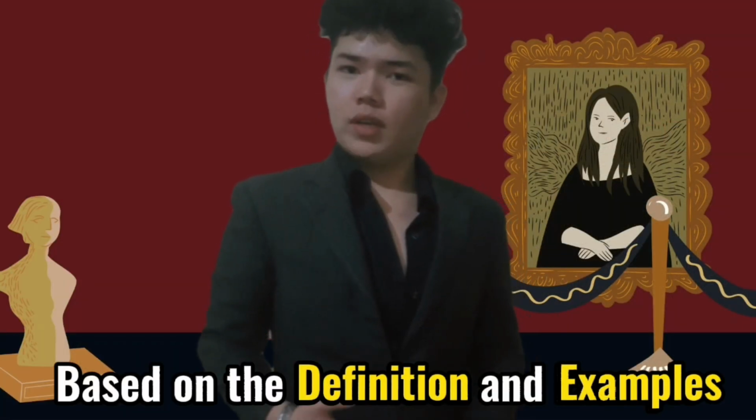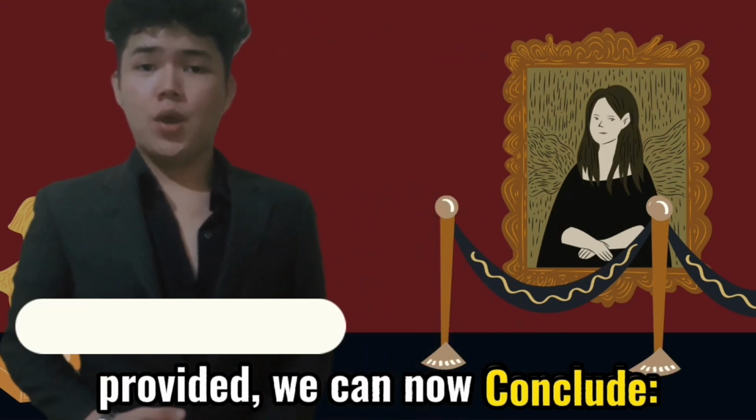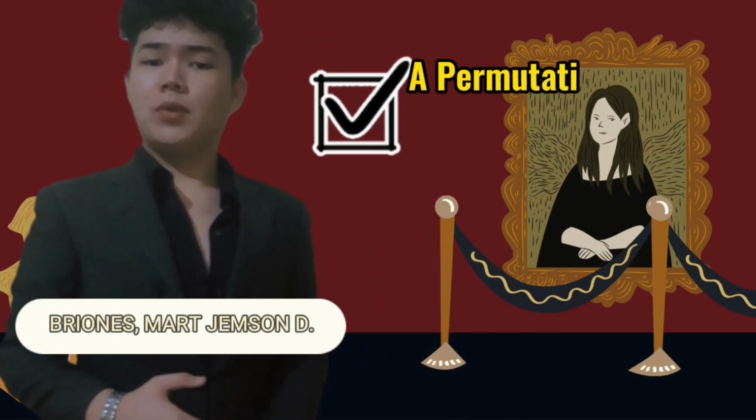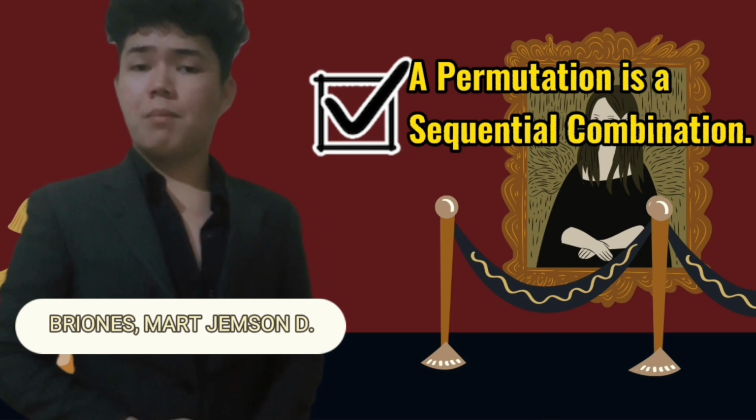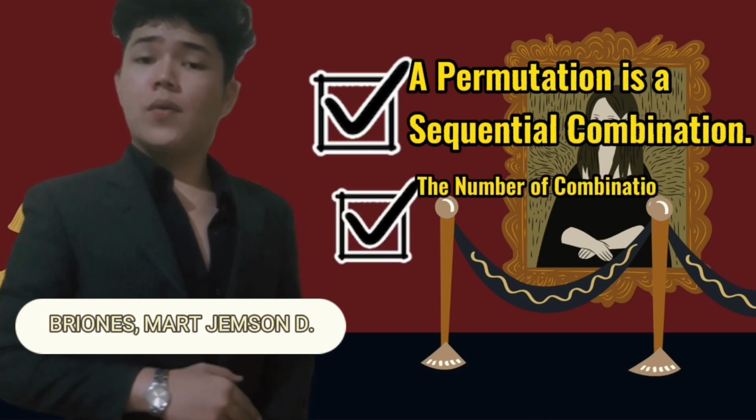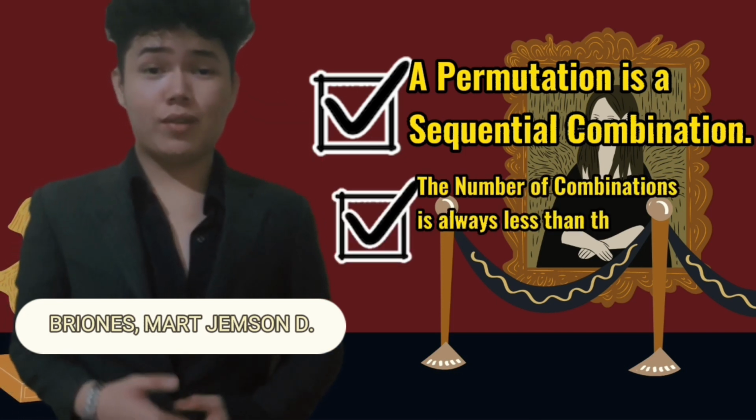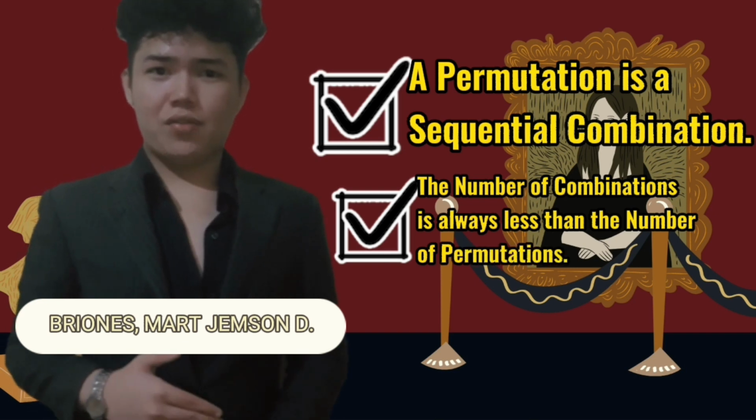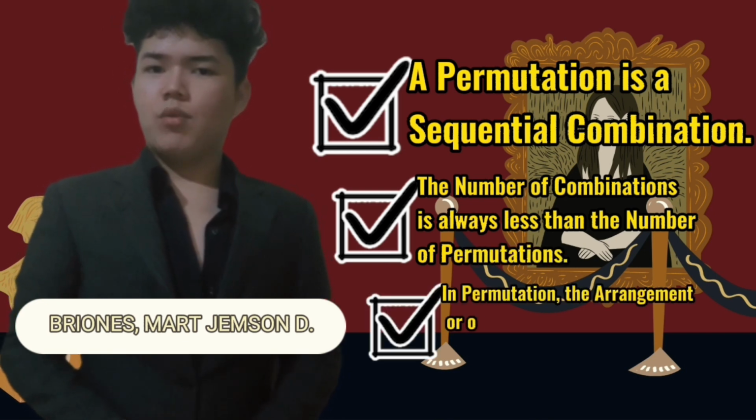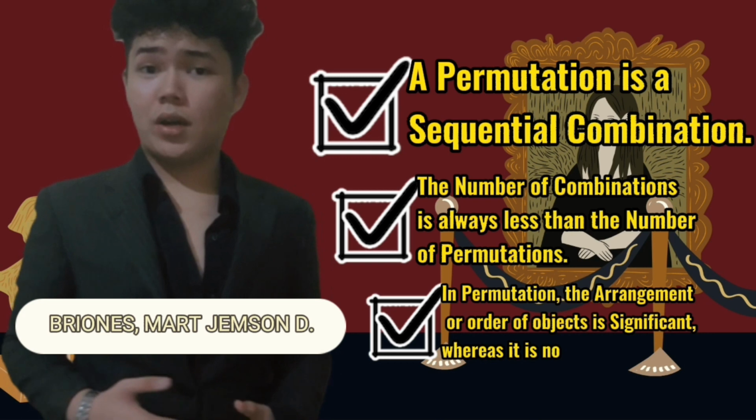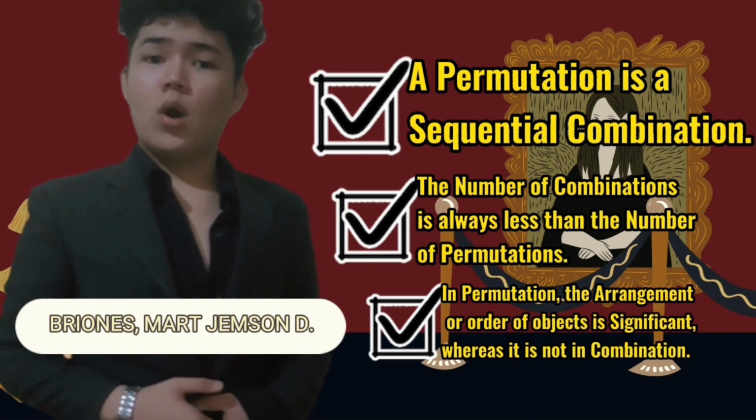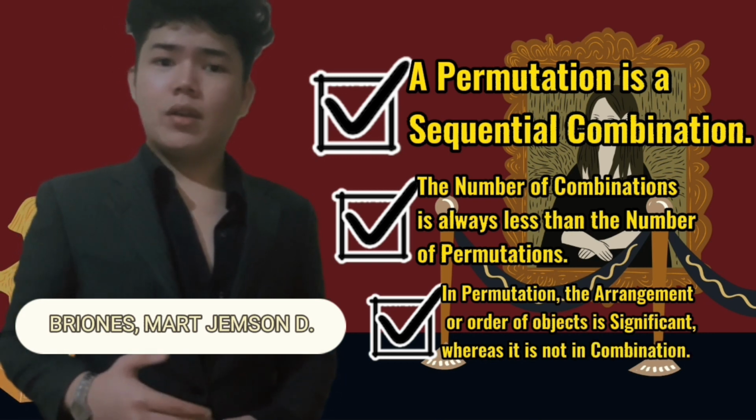Based on the definition and examples provided, we can now conclude that a permutation is a sequential combination. The number of combinations is always less than the number of permutations. In permutation, the arrangement or order of objects is important, whereas it is not in combination.